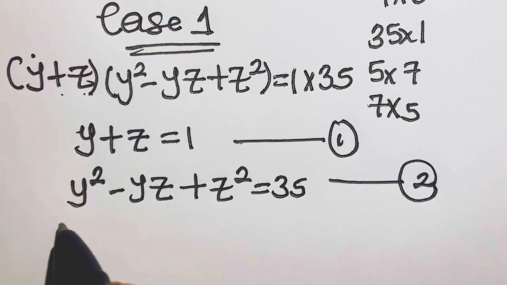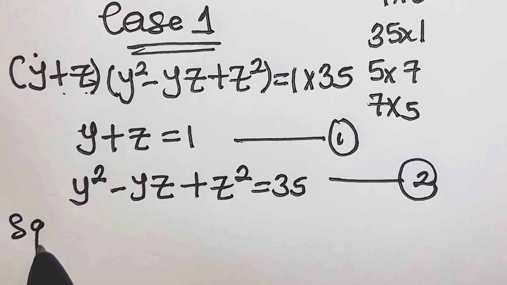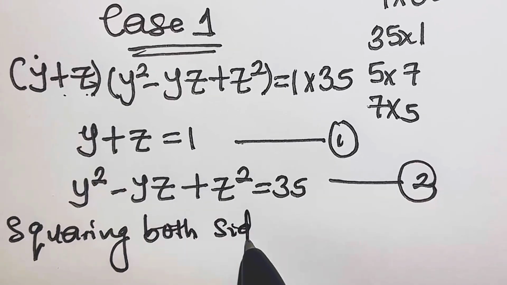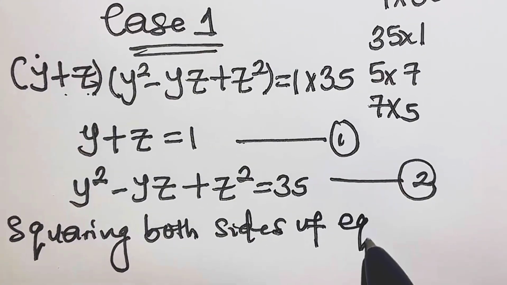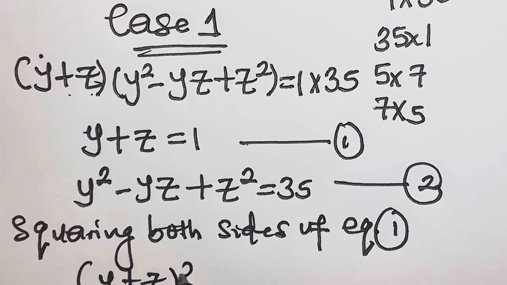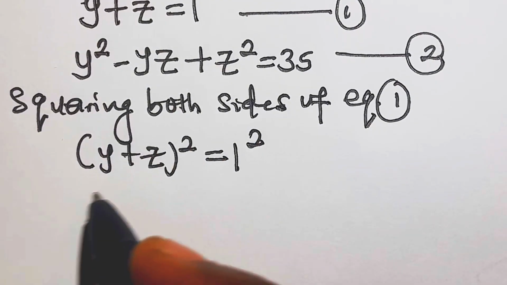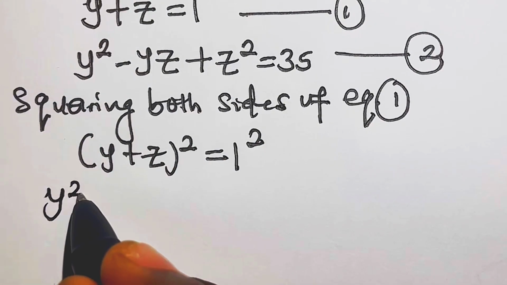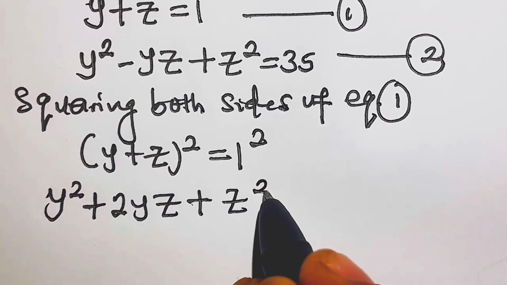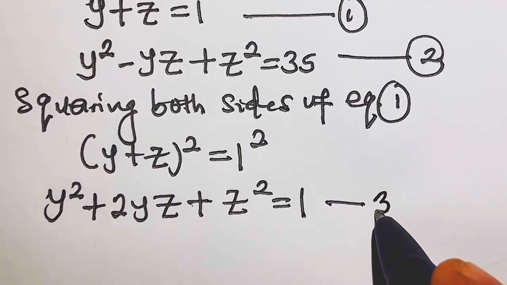So, and here, let's square both sides of equation 1. So squaring both sides of equation 1, and if you do, we are going to have y plus z all squared equals 1 squared. And what do we have? We will have y square plus 2yz plus z square equals 1. Right? Let's number this equation 3.